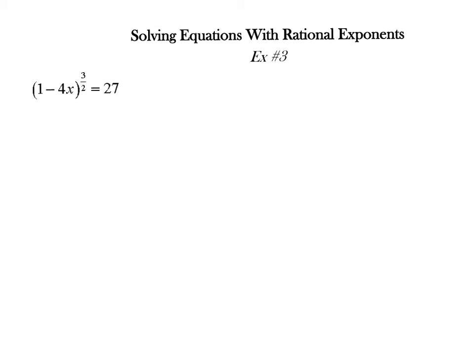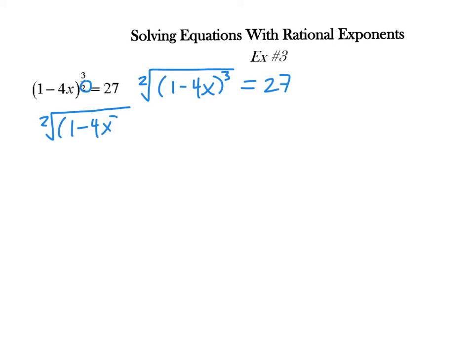So the first thing that we want to do is convert this from a rational exponent to a radical form. Remember, the denominator is the index. So we're going to write this as the square root of 1 minus 4x to the 3rd power. This is the problem that I want to solve in radical form. So I'm going to write it again over here so I can show my work. I have the square root of 1 minus 4x cubed equals 27.